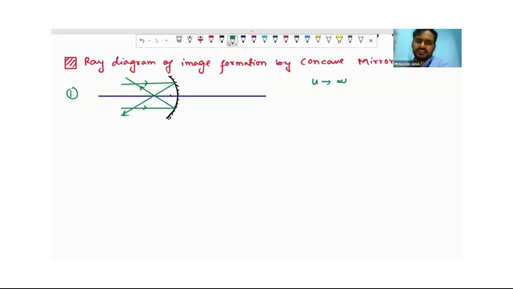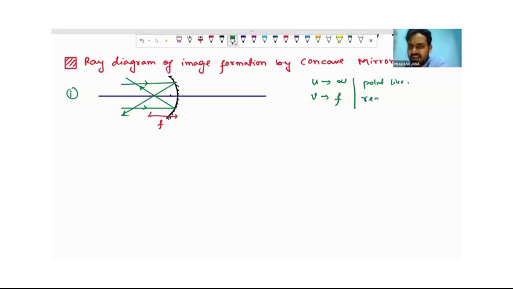And what conclusion can we draw here? The image distance V will be the focal length. As you know, the distance from the focus to the pole is F. And the size of the image is what? Point size, point-like image, isn't it?